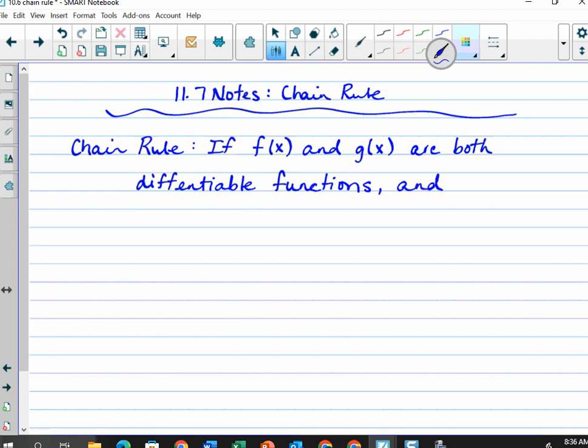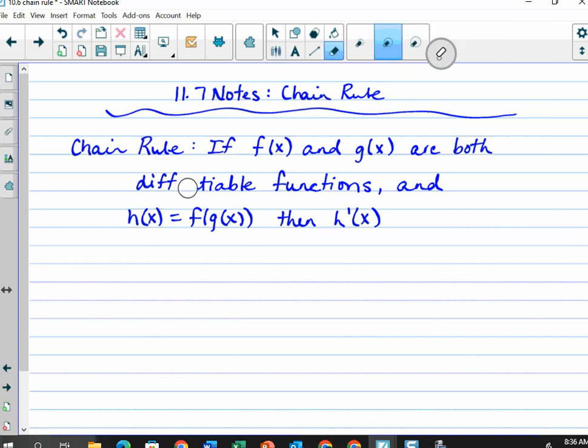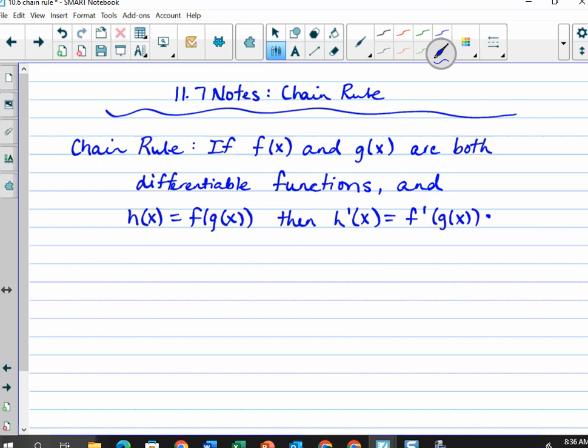And h of x equals f of g of x. Then differentiable. I left out an R. We just abbreviate it diff, guys. Differentiable. Okay. Sorry, guys. Sometimes spelling and talking doesn't go well. All right, this will equal f prime of g of x times g prime of x. Okay, I know that looks scary. I will show you and you will understand, I promise.